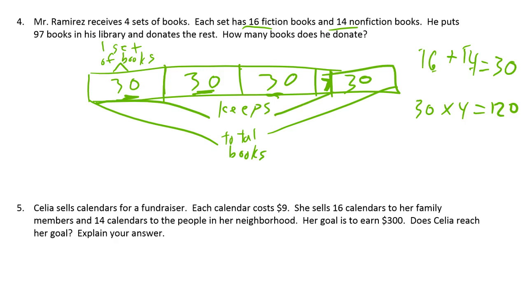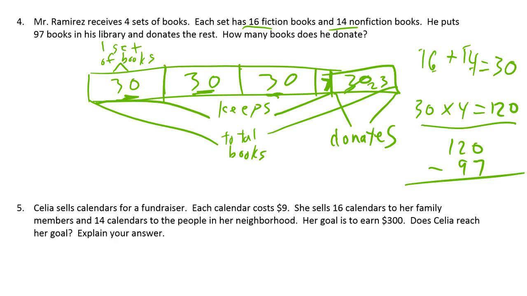And then 30 minus 7 is going to be 23, right? So this will be 23 here. So we can see that that's what he donates. You can just use the tape diagram like that. And it makes this a lot easier than all the other steps you're going to have to do, like I had started to do. So we have 120 total books, and then we have to subtract 120 minus the 97.